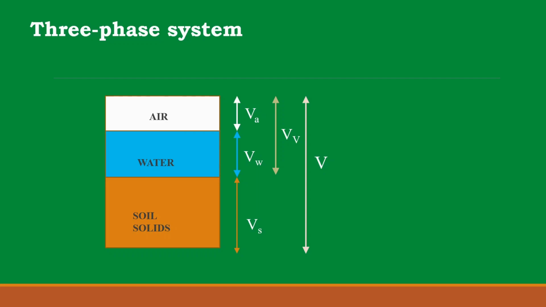Let us discuss the mass of this three-phase system. Here, the mass of soil solids is represented as either Ws as weight of solids or Ms as mass of solids and Ww or Mw as weight of water or mass of water. As air has no weight, let us take mass of air as 0.